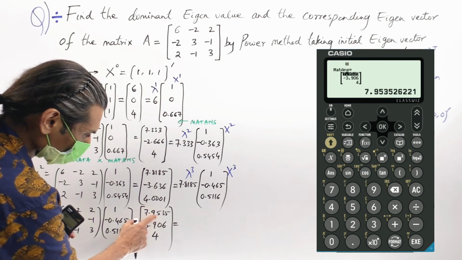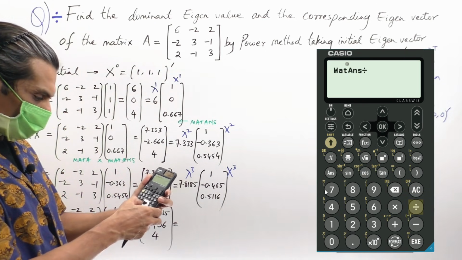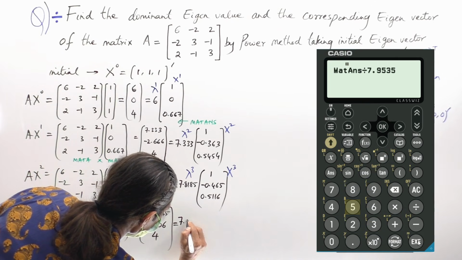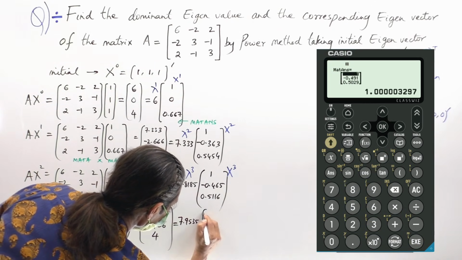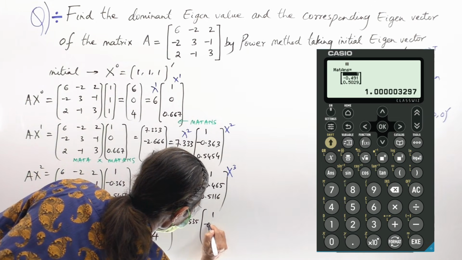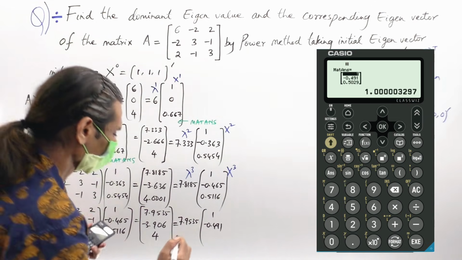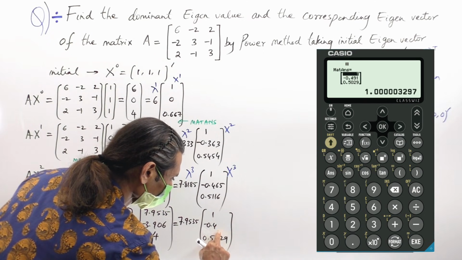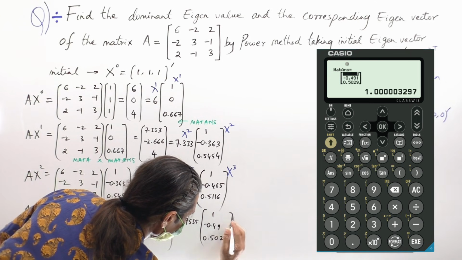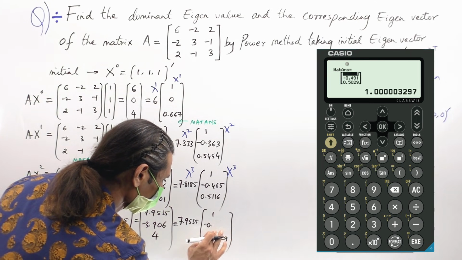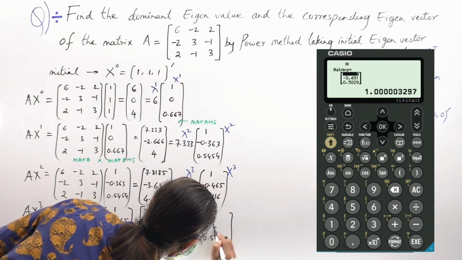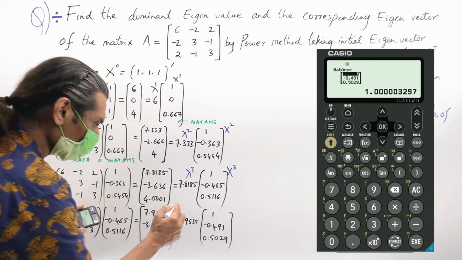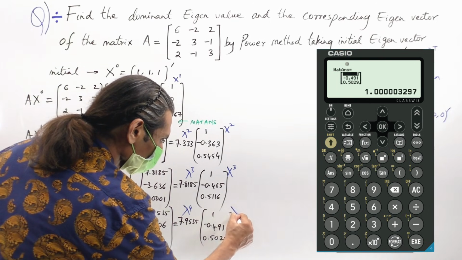Now, who is highest here? 7.9535. So divide by 7.9535 is equal to, again, 7.9535. 1 minus 0.491 and 0.5029. This is what we get. Okay. So it was how much? 0.491. Perfect. So again, this is my new eigenvalue and this is my new eigenvector x4.